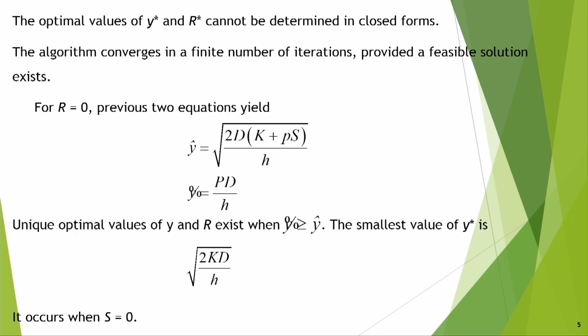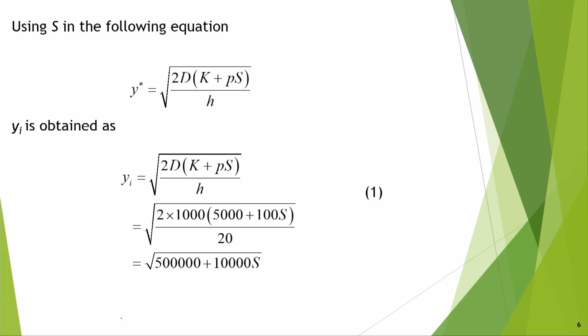That means we have calculated, and we had said the optimal value of y and r cannot be determined in closed form. The algorithm converges in a finite number of iterations, so we have to do that. Suppose we take r is equal to 0 to begin with, then y comes like this and this y tilde comes like this. Unique optimal value comes when this is equal to this. This was already told. The smallest value of y star is square root of 2KD by h. That is the simple normal EOQ type of formula. It occurs when S is equal to 0.